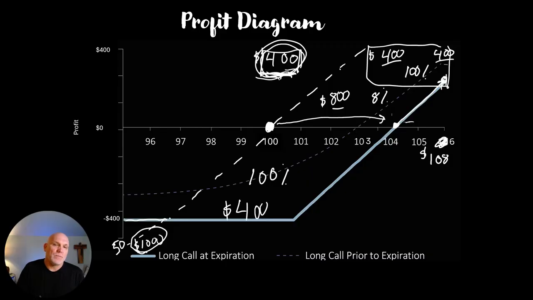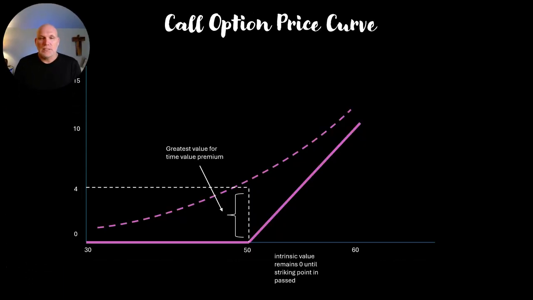The guy that takes it all the way down to 50 lost $5,000. So he lost 50% of his investment. And it's a whole lot more than the guy who lost 100% of his investment, but he only lost $400. So he's still got money to play with to go do something else. So that's how the profit diagram works. This is probably the most difficult thing I'll show you.